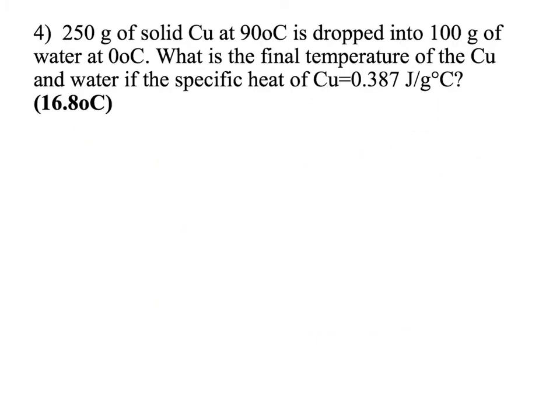The next question, question number 4, is a little bit more difficult problem. In this question, what you've got is 250 grams of solid copper at 90 degrees C dropped into 100 grams of water at 0 degrees Celsius. It does say water and not ice, so we're not having a phase change or anything, but just cold water. What is the final temperature of the copper and the water if the specific heat of copper is 0.387? Water is, of course, 4.18. I'm not going to repeat that over and over again.